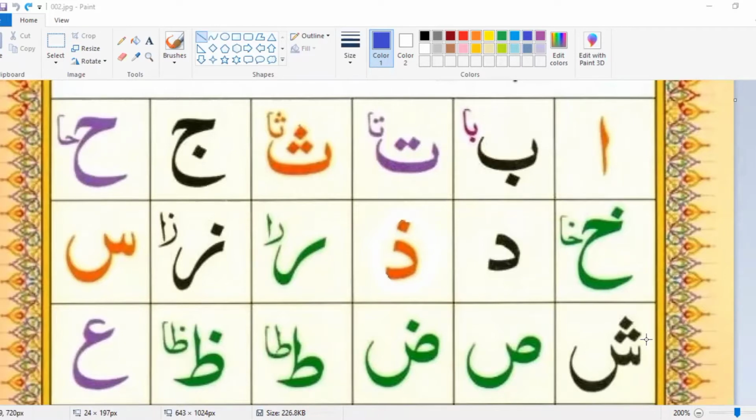In this lesson, we are going to read the alphabet of the Arabic language. This lesson is very important because this is going to be your base of learning Quran Pak. So before learning Quran Pak, you have to know the pronunciation of every letter. You have to pronounce correctly.